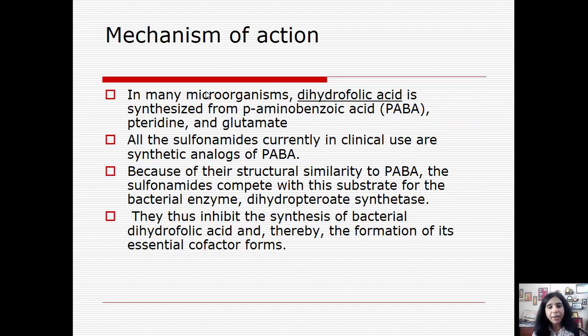As far as the mechanism of action of the sulfonamides goes, in many microorganisms, dihydrofolic acid, which is DHF, is synthesized from para-aminobenzoic acid, pteridine, and glutamate. So these are the products required to synthesize dihydrofolic acid in bacteria, which further gets converted to tetrahydrofolic acid, the usable form of folic acid.